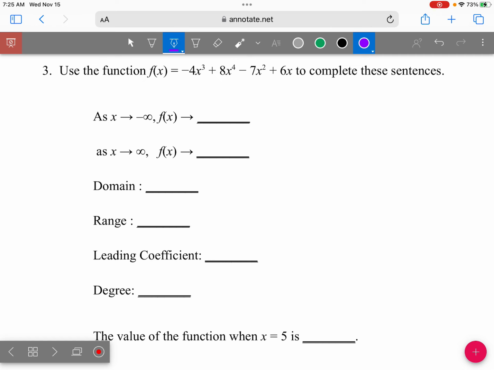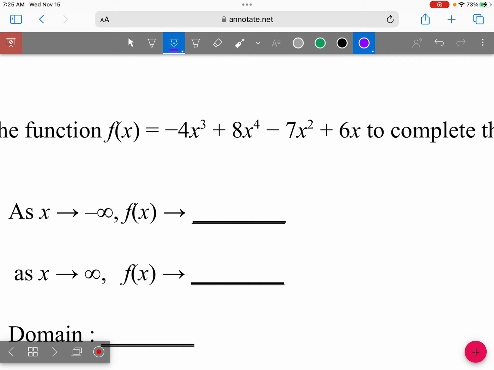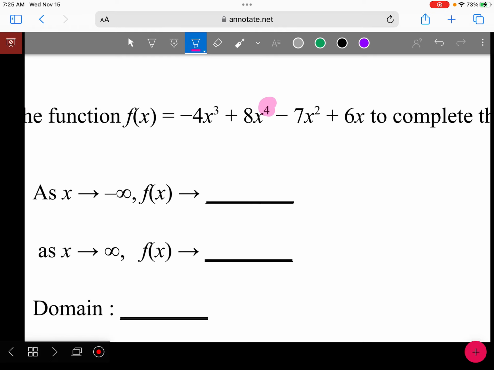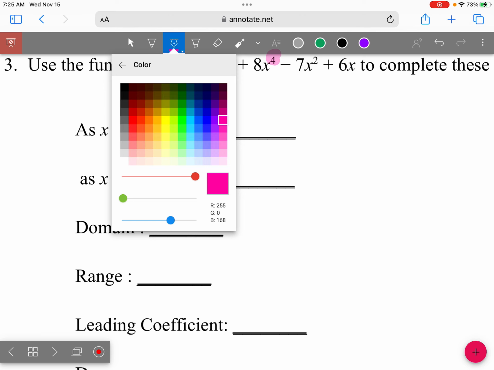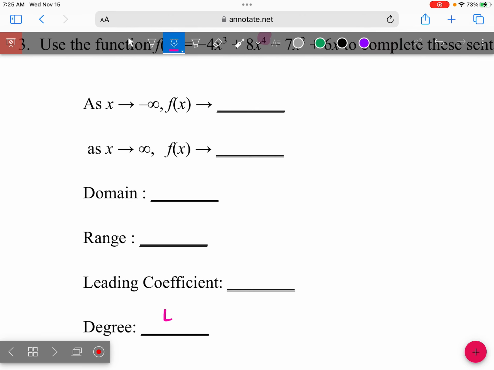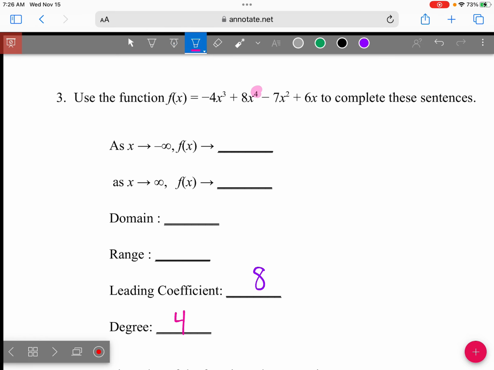What's our degree here? 4. It's this guy in here. It's the biggest exponent. Whatever your biggest exponent is, that's your degree. So our degree is 4, which means what's our leading coefficient? 8. The leading coefficient always comes with that term. So those are the pieces that decide the end behavior. The biggest exponent decides our end behavior.